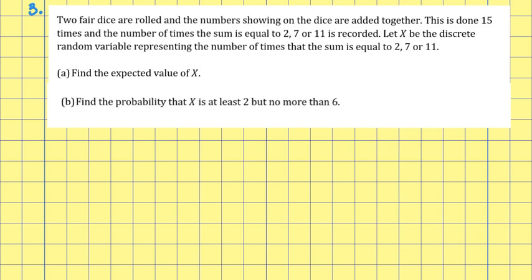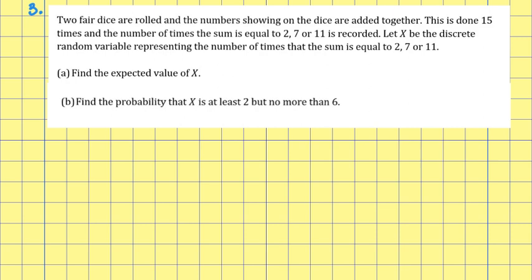2 fair dice are rolled and the numbers showing on the dice are added together. This is done 15 times, and the number of times the sum is equal to 2, 7, or 11 is recorded. Let x be the discrete random variable representing the number of times that the sum is equal to 2, 7, or 11. A. Find the expected value of x. B. Find the probability that x is at least 2 but not more than 6.